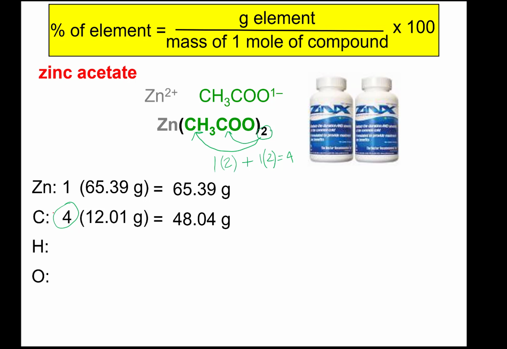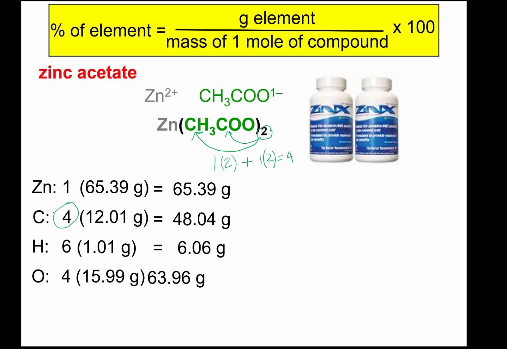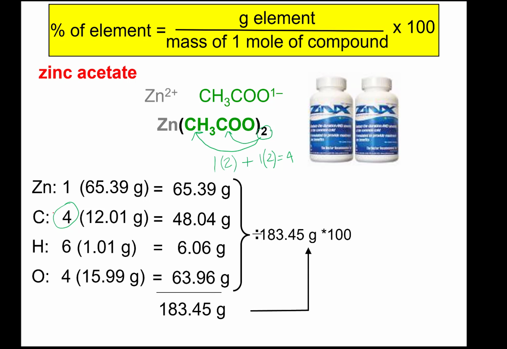Hydrogen, we're going to multiply the subscripts, 2 times 3, so we have 6 atoms of hydrogen, times the mass from the periodic table. Oxygen, we have 1 plus 1 times 2 for each, so we have 4 times 15.99 grams, giving us that many grams. Add those together, we get 183.45 grams. So we take each of these 4 numbers, 65.39, 48.04, 6.06, and 63.96, divide each of them by 183.45, and then multiply by 100.